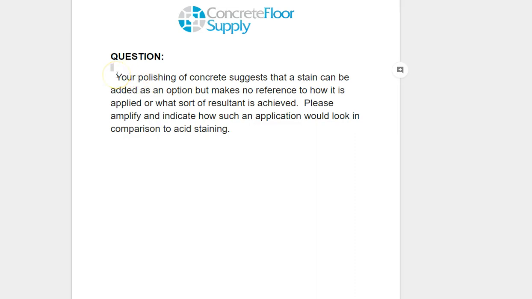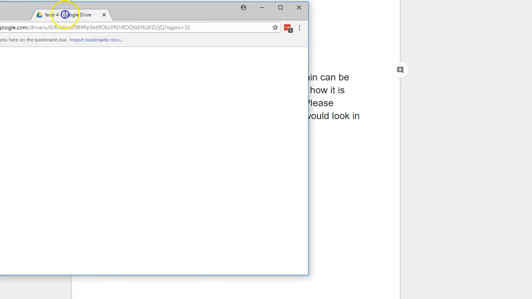And I'll read you the question. The question from this customer is, your polishing of concrete suggests that a stain can be applied as an option, but makes no reference to how it is applied or what sort of result is achieved. Please amplify and indicate how an application would look in comparison to acid staining. Okay, so I'll answer the first part of that question via pictures.